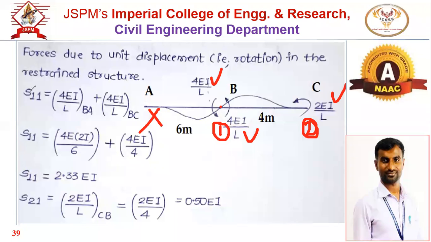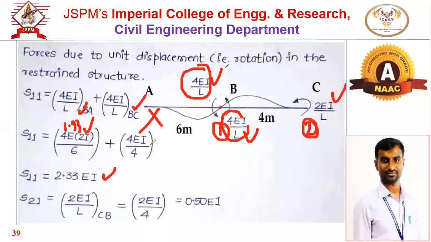Stiffness at 1 due to the rotation at 1. It means this movement of AB plus this movement of BC. See here, BA and BC. For BA, the cross section is twice, so 4 into 2, that will be 8EI/6. Okay, 8EI/6 will be 1.33. And that of BC will be 4EI/4, which is 1. So that's why 2.33 EI.